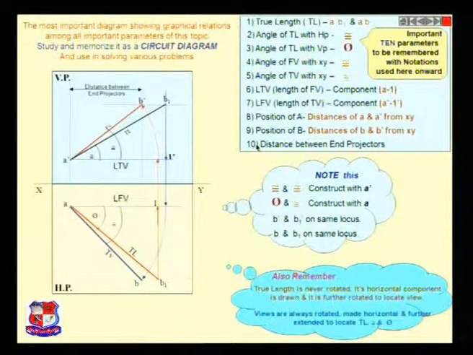What is the distance between two projectors? The distance between A'B' or AB is called the distance between two projectors, which means the total linear length between A'B' or AB. If we rotate the true length, we can get the top view component, but if we want to have the rotated top view, then we can achieve the true length.